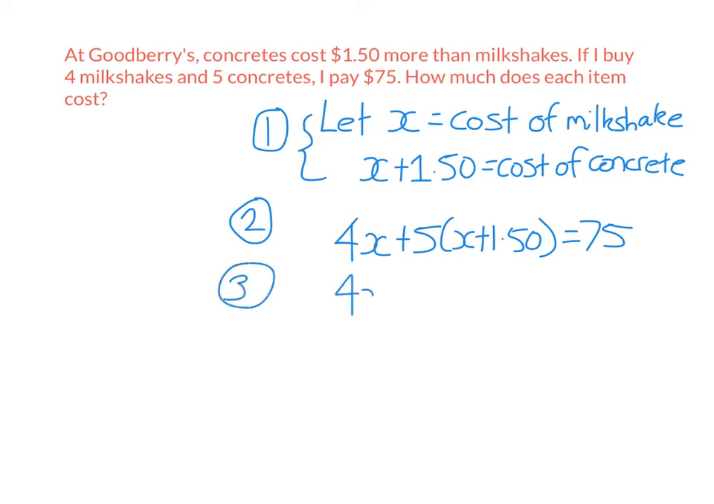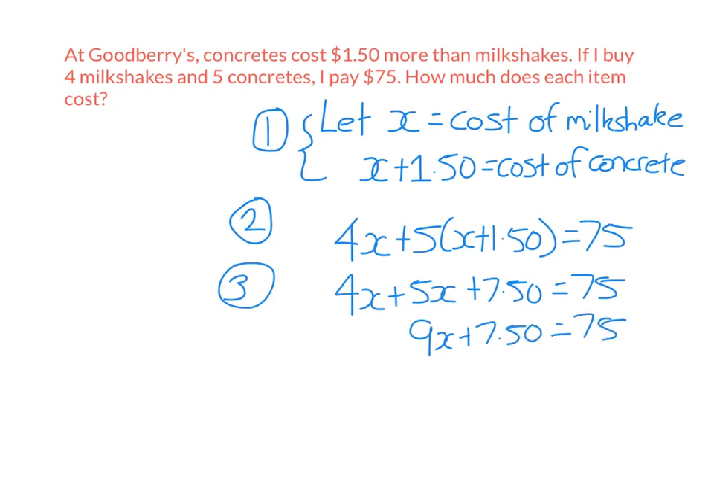So I'm going to have to first expand the brackets because I need to get x into one spot. So now I add 4x and 5x, and this becomes really easy to solve. You know how to do it from there. I'm going to subtract 7.50 from both sides. So I get 9x is equal to 67.50. And then I just divide each side by 9.